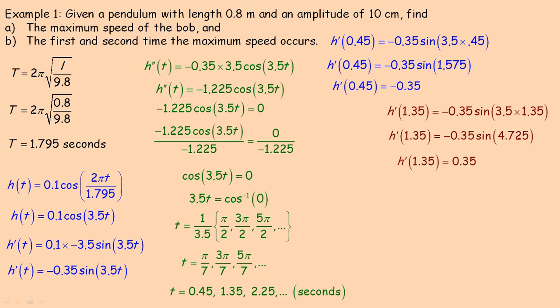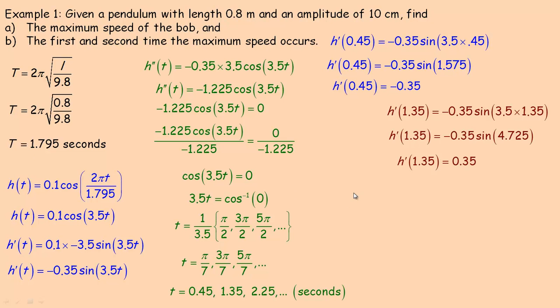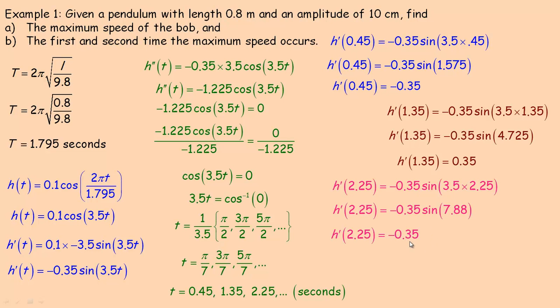Maybe I'll demonstrate that one as well here in the calculator. So actually I can do the whole calculation straight like this, negative 0.35, and then if I want to do 3.5, like the whole thing, times 1.35 seconds. So there's my 0.35. It's positive in this case, so we found a maximum. And then let's do the next one, the 2.25. So if we do that, we get negative 0.35. So it's alternating back and forth between negative 0.35 and positive 0.35.